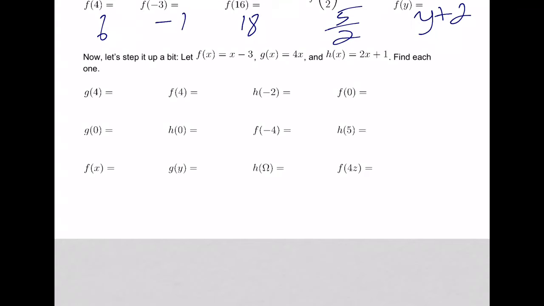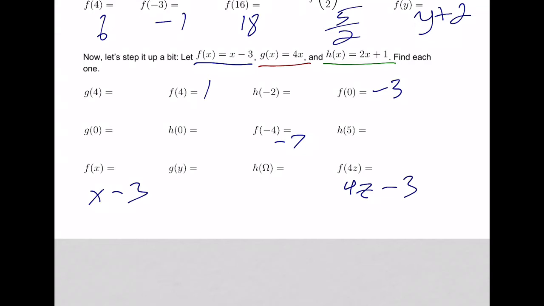But now we have some different functions. We have f of x is equal to x minus 3. We have g of x is equal to 4x. And h of x is equal to 2x plus 1. So for the different letters, we're going to plug in differently. For example, f of 4 becomes 4 minus 3, which is just 1. f of 0 becomes 0 minus 3, which is negative 3. f of negative 4 becomes negative 7. x minus 3, and 4z minus 3.